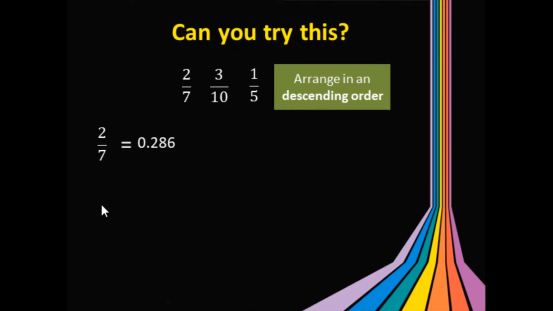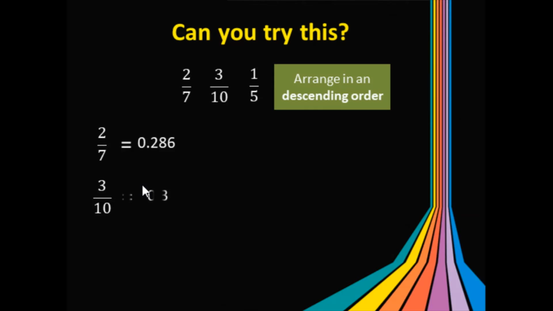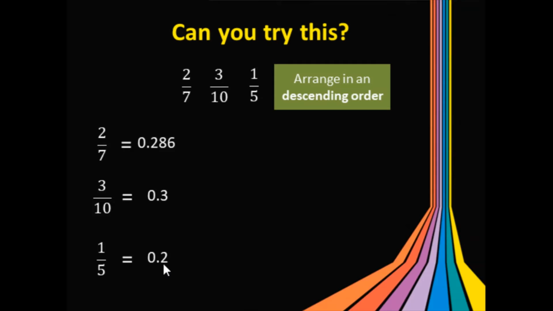Okay, let's do it together. 2/7 is equal to 0.286. How about 3/10? 3/10 is equal to? Good job. We have 0.3. How about 1/5? 1/5 is equal to? Good job, 0.2. Now our task is to arrange the fractions into descending order.